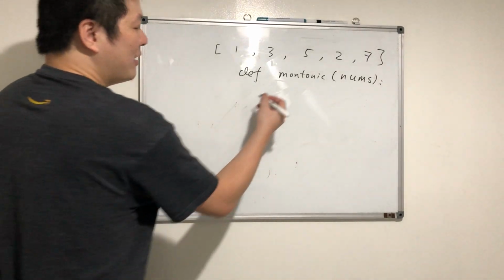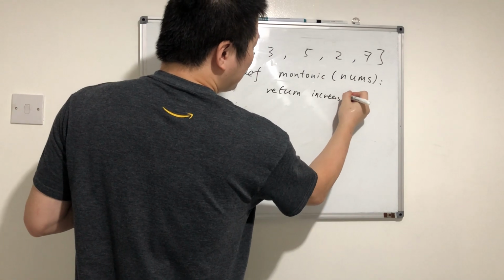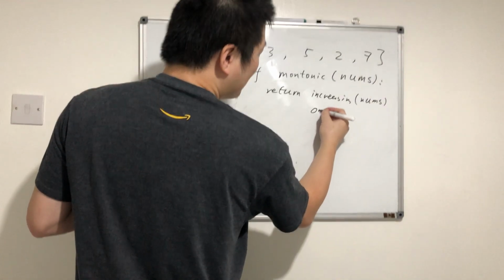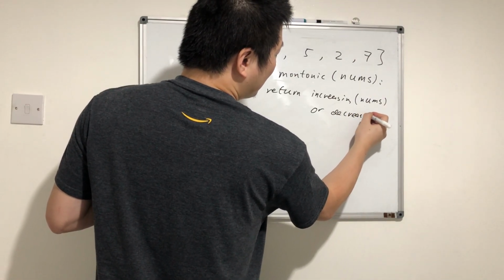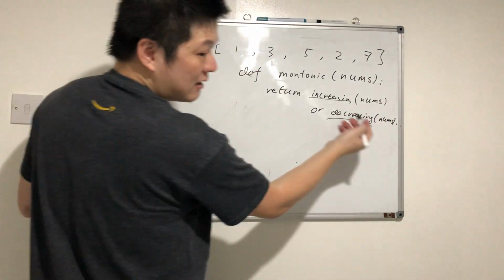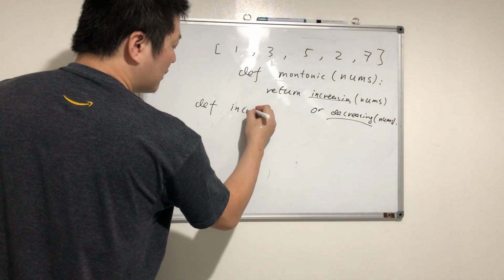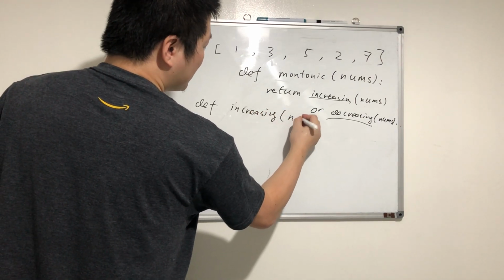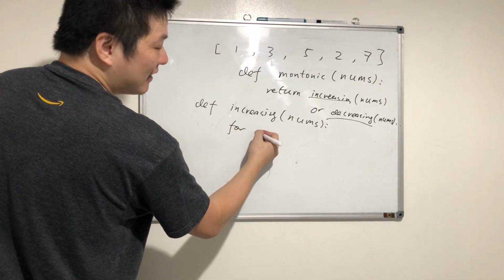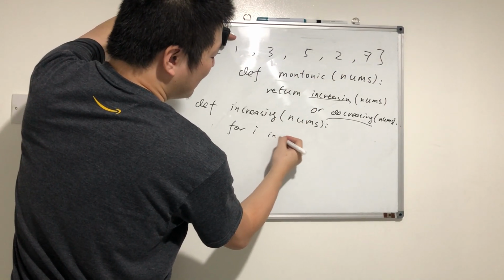So here you will say return is increasing nums or is decreasing nums. Then I need to implement these two functions. Pay attention, define is_increasing, and you tell me how to write it. Nums. Now I need to check for what? I need to index from here to here. What's the index? For i in range.